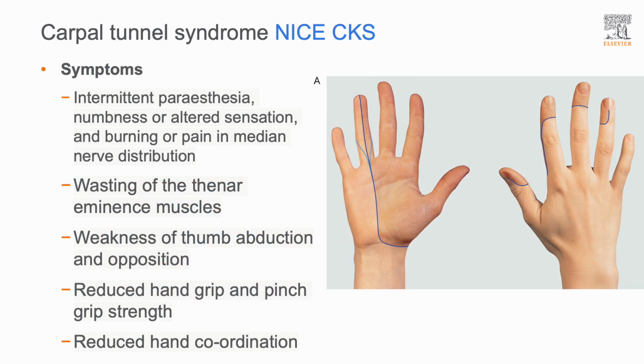Symptoms of carpal tunnel syndrome relate to compromise of the motor and sensory functions of the median nerve. Impaired sensory function results in intermittent paresthesia, numbness or altered sensation, with burning or pain in the distribution of the median nerve on the hand as demonstrated on the right. And compromised motor function can result in wasting of the thenar eminence muscles, weakness of thumb adduction and opposition, reduced hand grip and pinch grip strength, and reduced hand coordination.